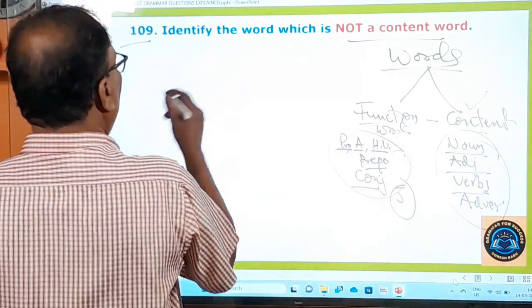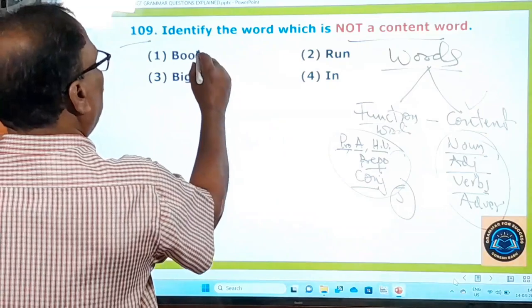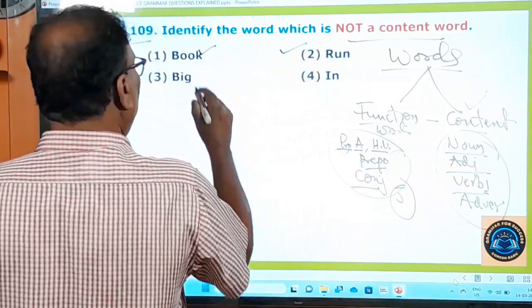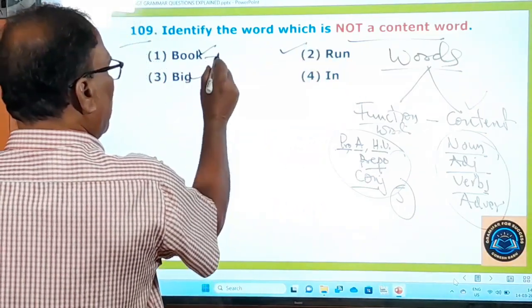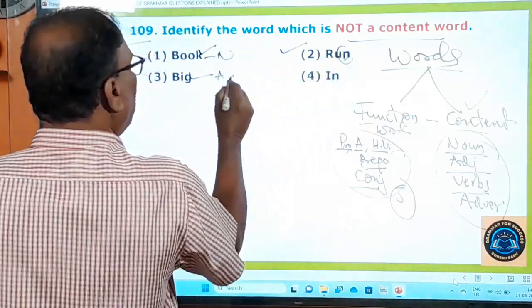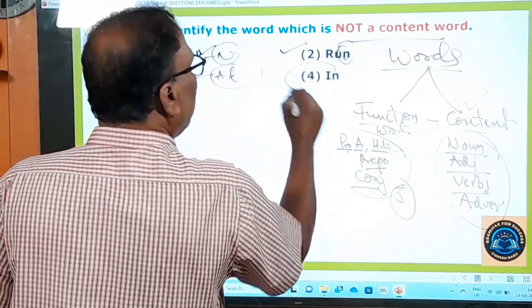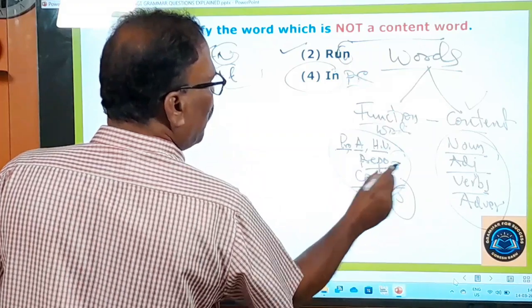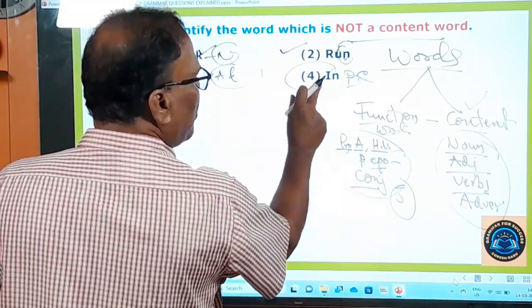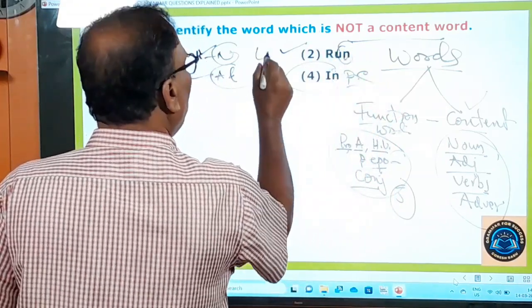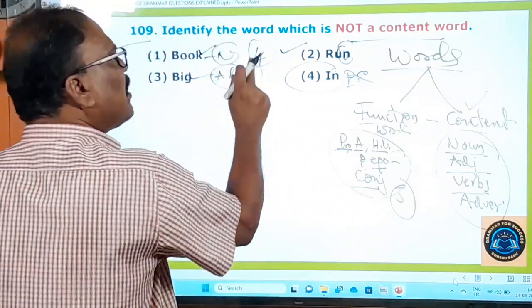And here it is not a content word. Book is a content word. Run is a verb, it's a content word. Big is an adjective, it's a content word. It's a noun, a verb, an adjective; these are all content words. But in is a preposition. All prepositions are function words. They are not content words. So here this fourth one is the right one because it's not a content word.